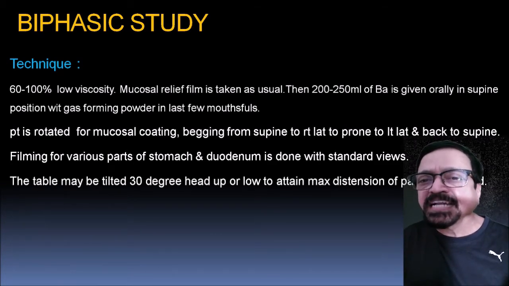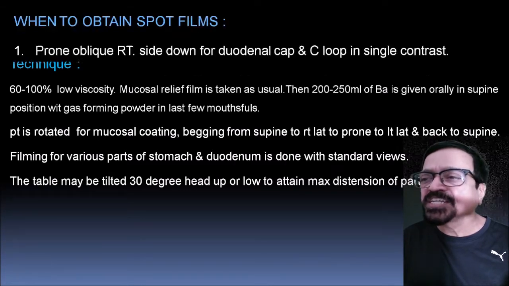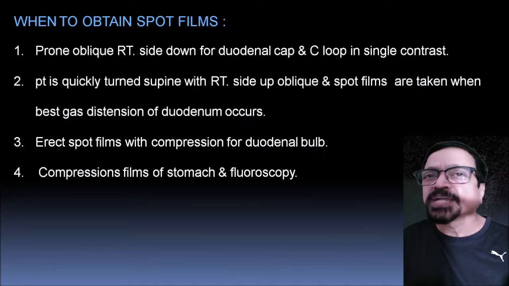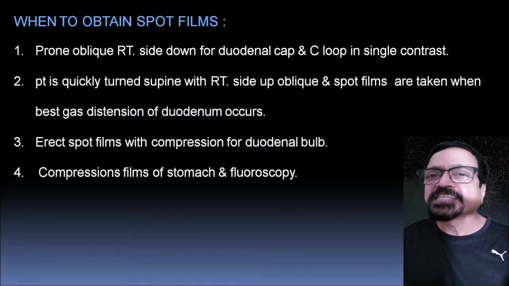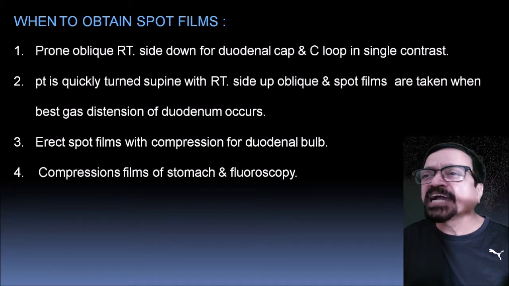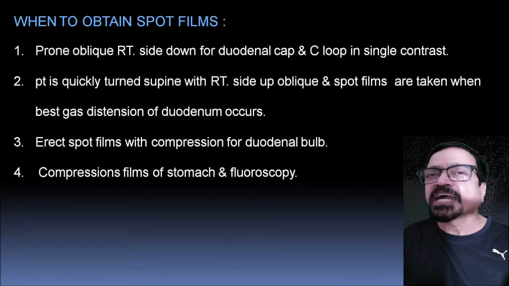The table may be tilted 30 degrees head up or down to attain maximum distension of the parts and a proper coating. The spot film to obtain is a prone oblique, right side down, for the duodenal cap and C loop in single contrast. The patient is quickly turned to supine with right side up oblique, and spot films are taken when the best gas distension of the duodenum occurs. Erect spot films with compression are taken for the duodenal bulb, and compression films of the stomach with fluoroscopy.